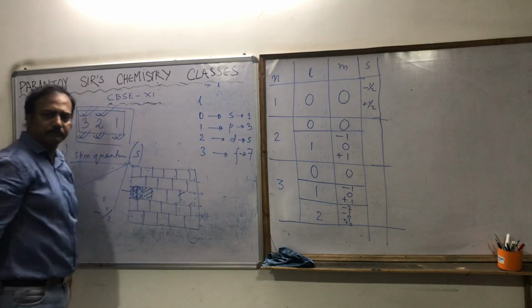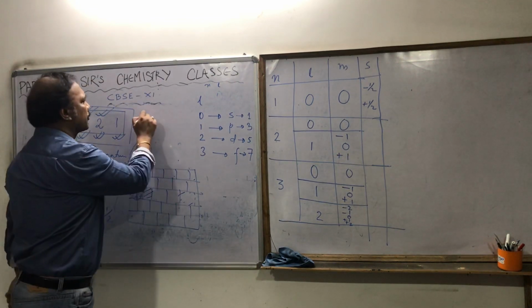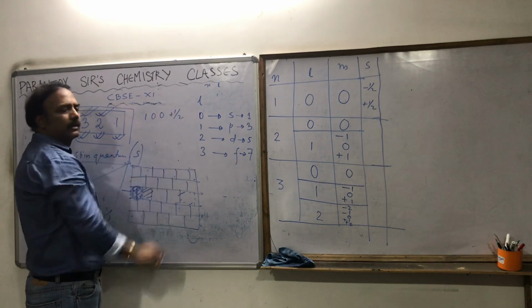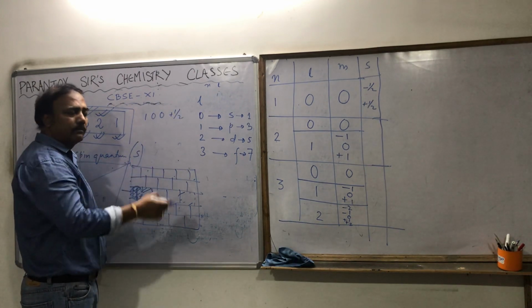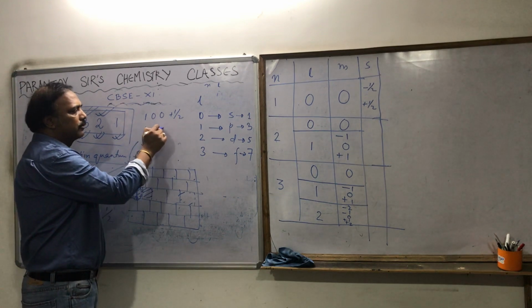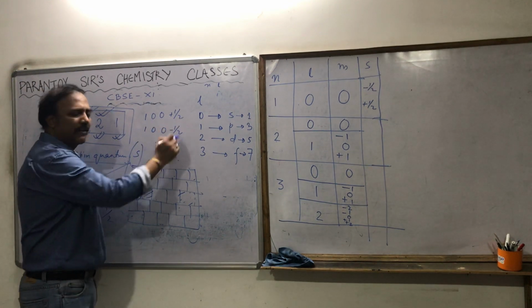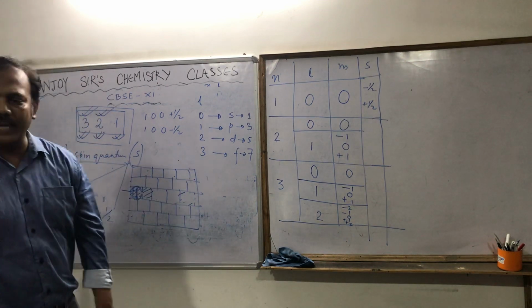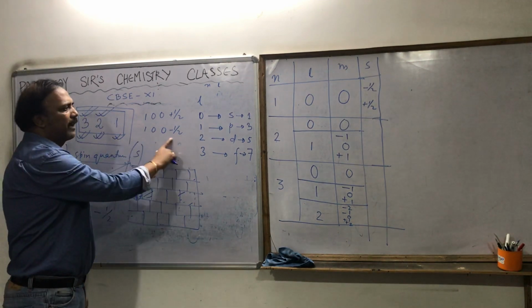So if I want to meet Sham, its quantum numbers are 1, 0, 0, plus half. And what will be the quantum numbers of Ram? 1, 0, 0, minus half, because they are varying only by their spins. So at least by one quantum number they are varying.